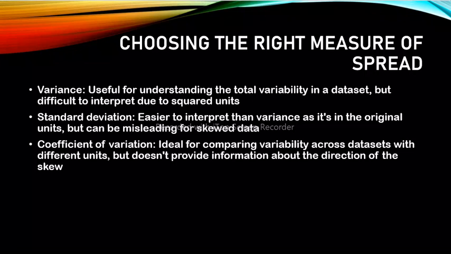However, it can be misleading for skewed data, where the mean might not be a good representative of the center. The coefficient of variation is the best choice when comparing the relative variability of datasets with different units. It's important to note that CV does not provide information about the direction of the skew, positive or negative.